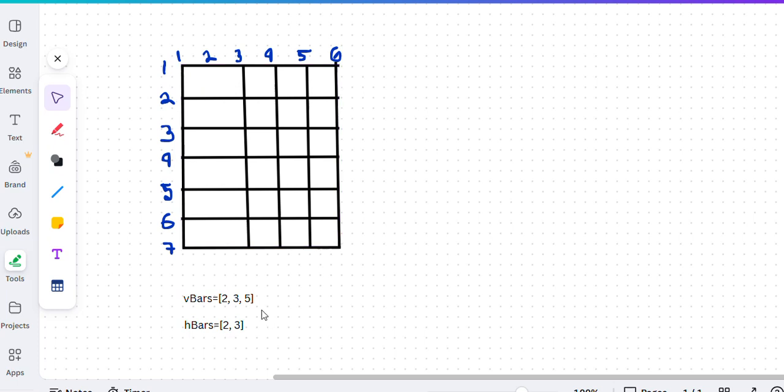If we remove another vertical bar that is 3, now the area of each cell, the width has again increased. This is now 3.